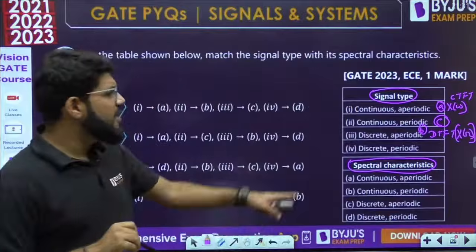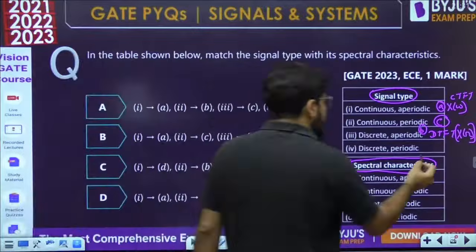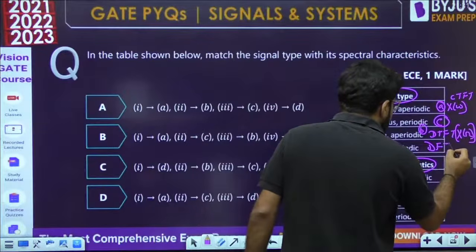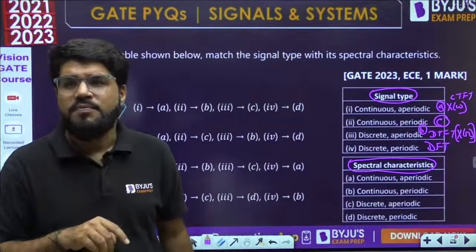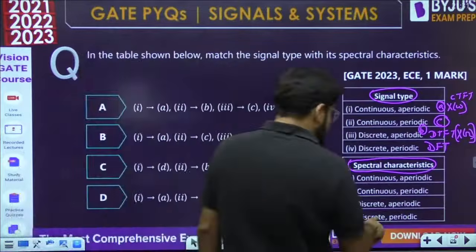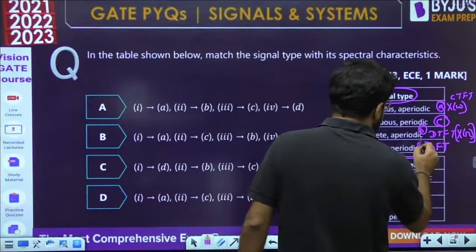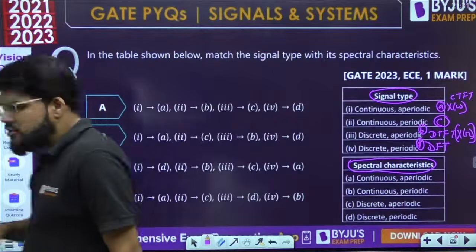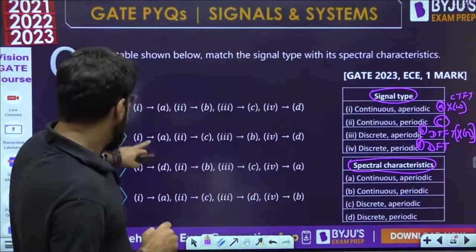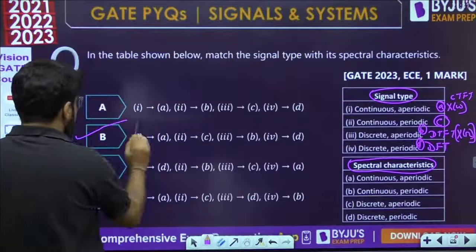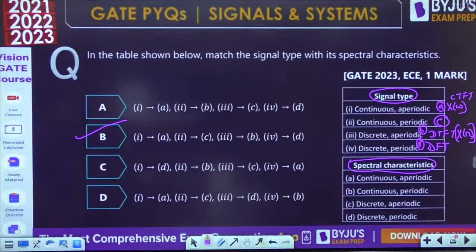And the last one, discrete and periodic. For a discrete and periodic signal, you calculate the DFT, and the DFT is also discrete in the K domain, and it is periodic. The DFT is also always periodic. So it is discrete and periodic. इस पे D match होगा. Now you can match the option. It should be A C B D. The very correct answer should be option number B.